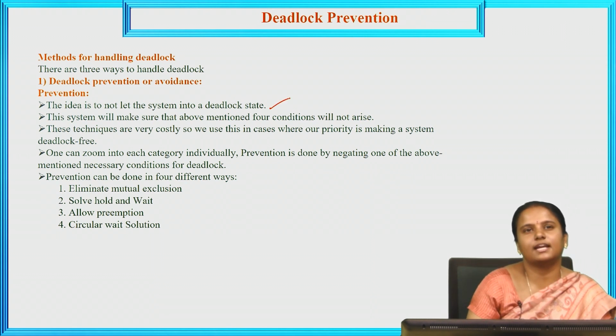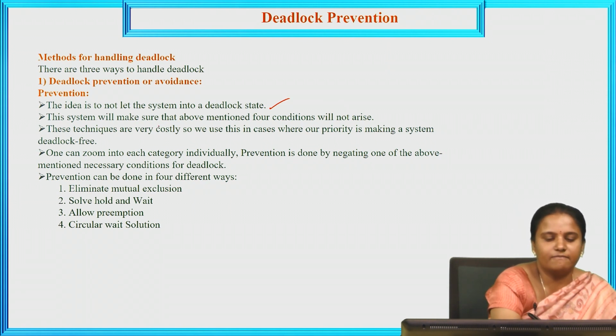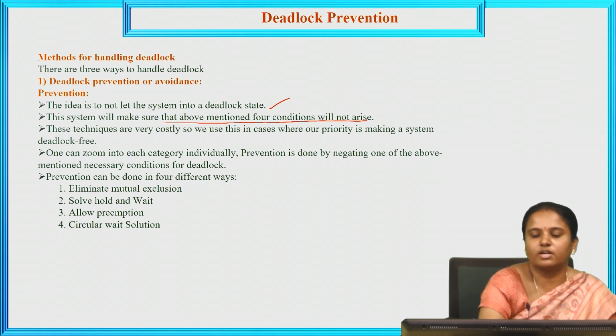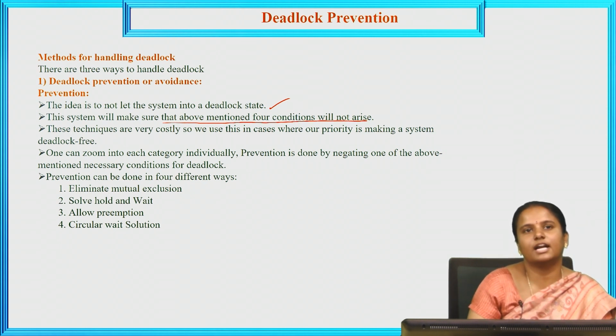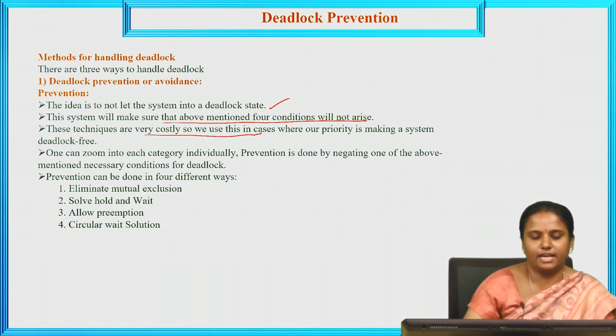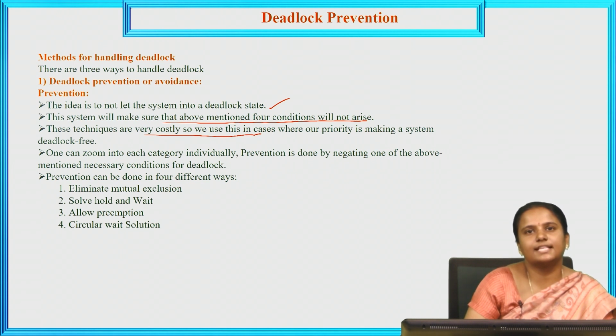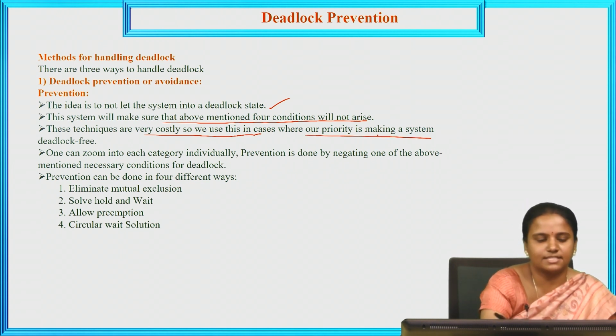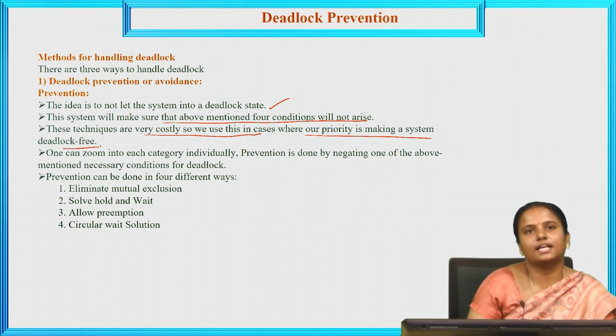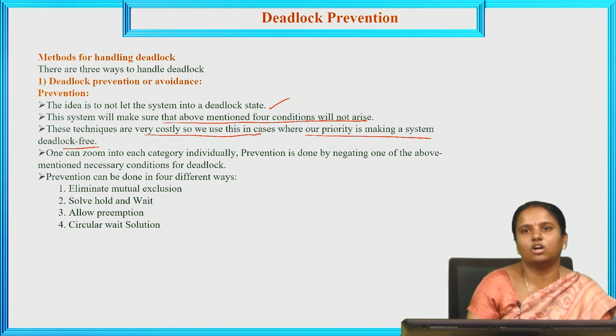Here the system cannot be in a deadlock state. The system will make sure that the above mentioned 4 conditions do not arise. What are the 4 conditions? Mutual exclusion, hold and wait, no preemption and circular wait. Prevention does not allow these 4 conditions. These techniques are very costly, so we use them in cases where our priority is making the system deadlock free.